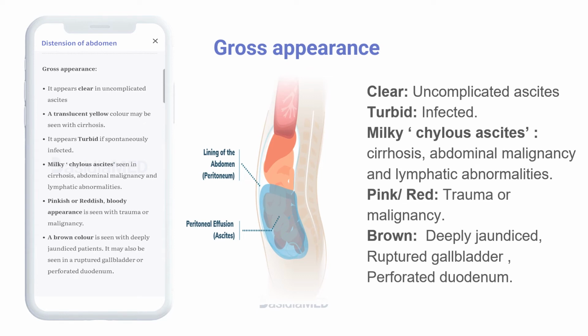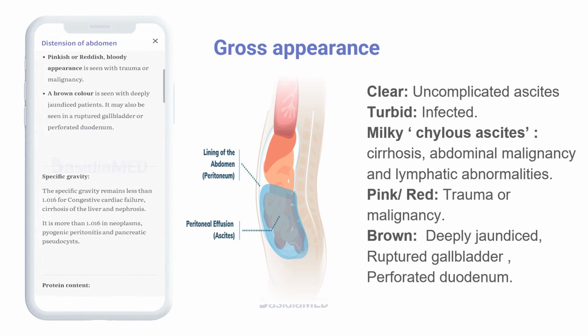Milky colored ascites is seen in cirrhosis, abdominal malignancy, and lymphatic abnormalities. Pinkish or reddish, bloody appearance is seen with trauma or malignancy. A brown color is seen with deeply jaundiced patients. It may also be seen in a ruptured gallbladder or perforated duodenum.